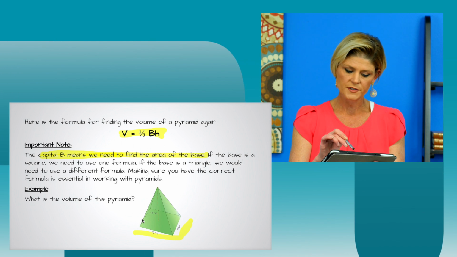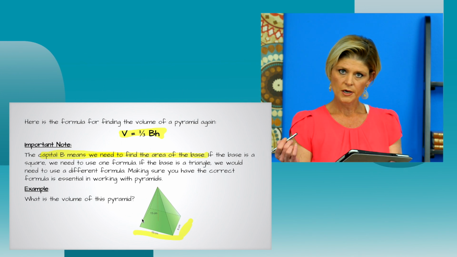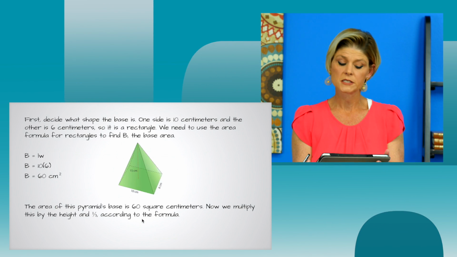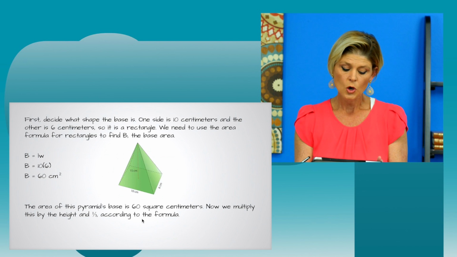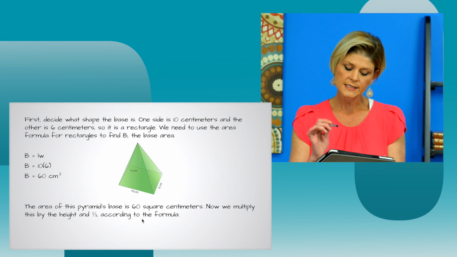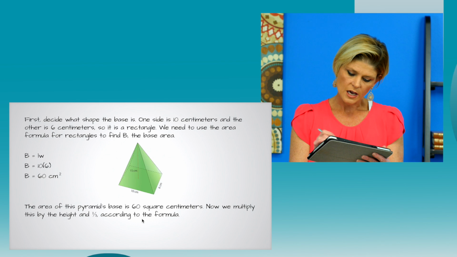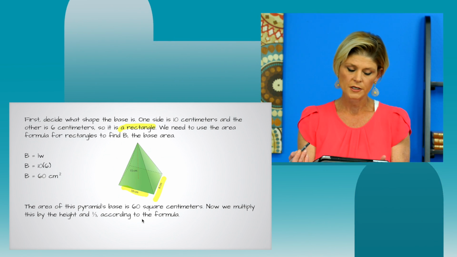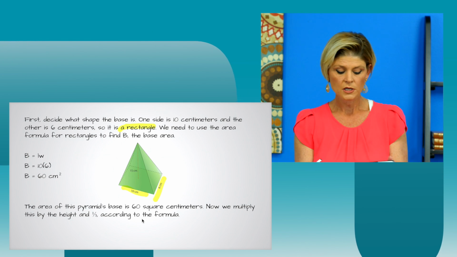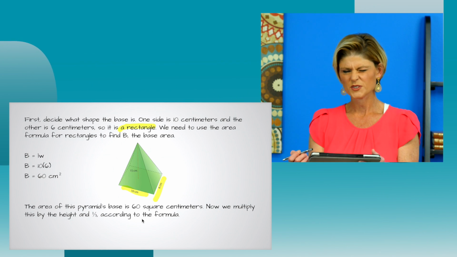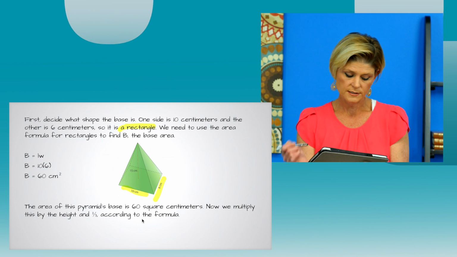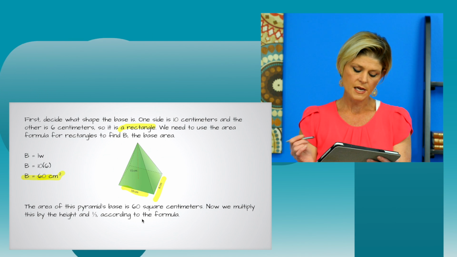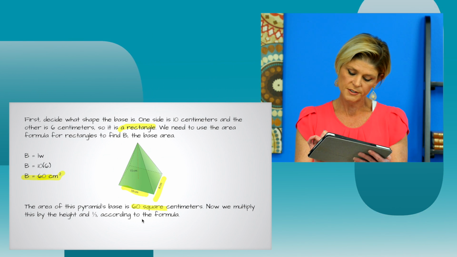What is the volume of this pyramid? If you need to pause your video, feel free. Let's work this one out. So first we need to determine what shape the base is. One side is 10 centimeters, and one side is 6. So we know that the base is a rectangle, and we need to use the area formula for rectangles to find B, the base area. This is pretty easy, just length times width, or 10 times 6, or 60 centimeters squared. So that's the area of the pyramid's base, 60 square centimeters.